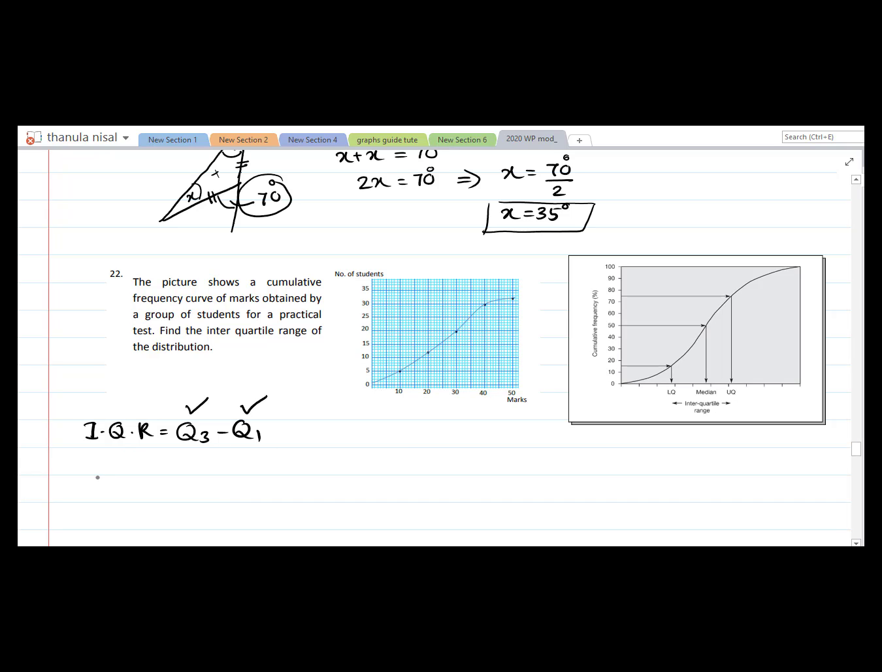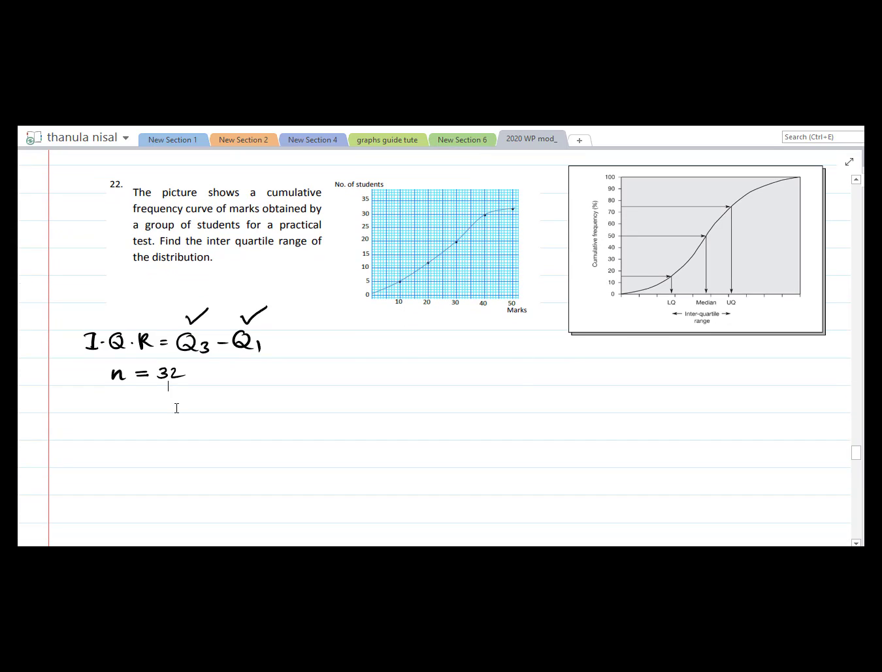Let's see how many terms there are. Frequency. N is equal to, see this value, number of students, that is 32. Okay, first of all let's find out Q3. Q3 is 32 over 4th value. That means 8th value.